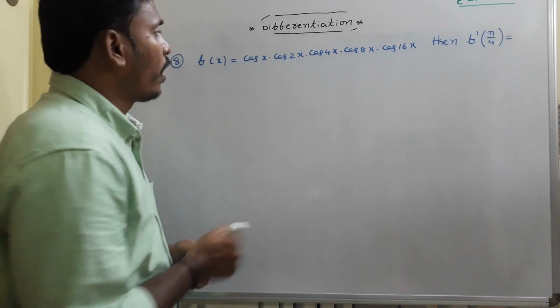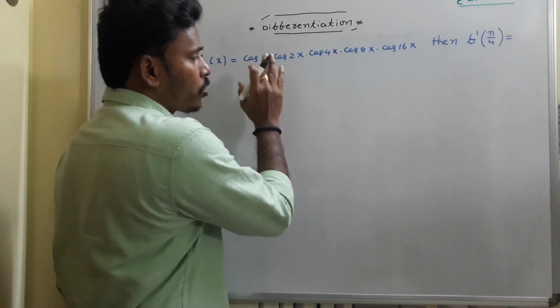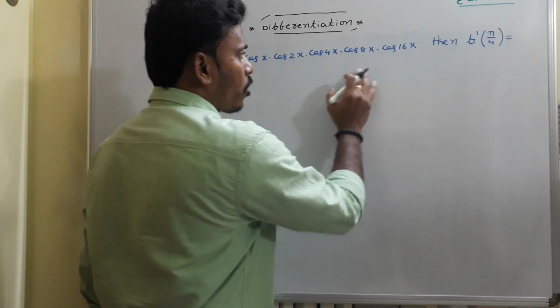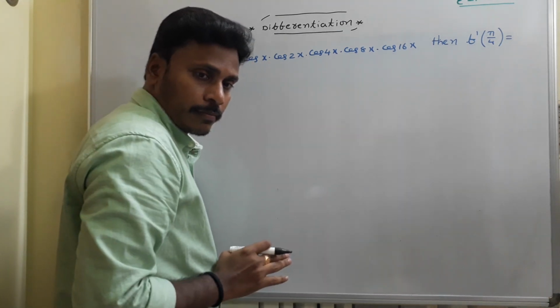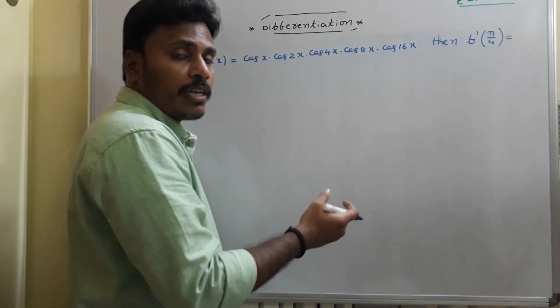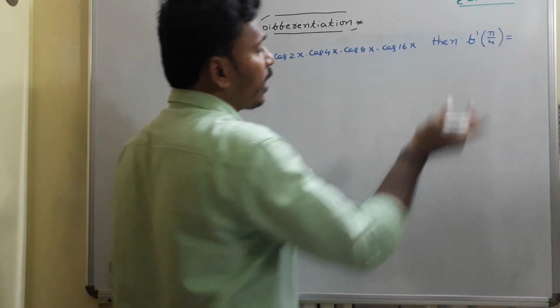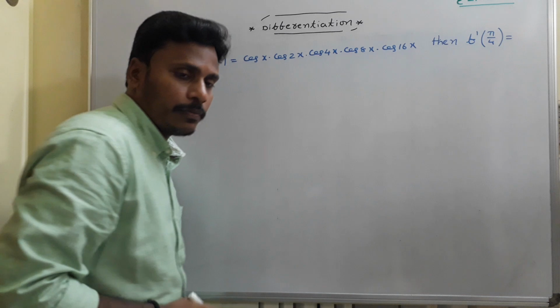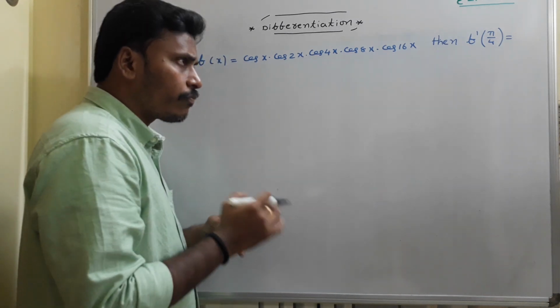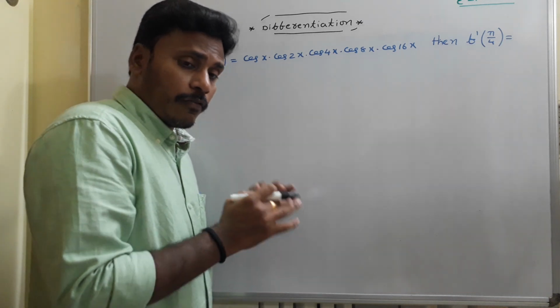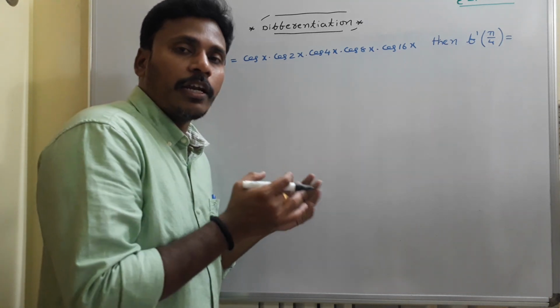This eighth one. f of x is cos x, cos 2x, cos 4x, cos 8x and cos 16x. The product of all these things is f of x. The derivative of that f is f dash of x. After that, replace x with pi by 4 to get a finite value. That's our task. So first of all, as I said, for many problems, first simplify, then differentiate.